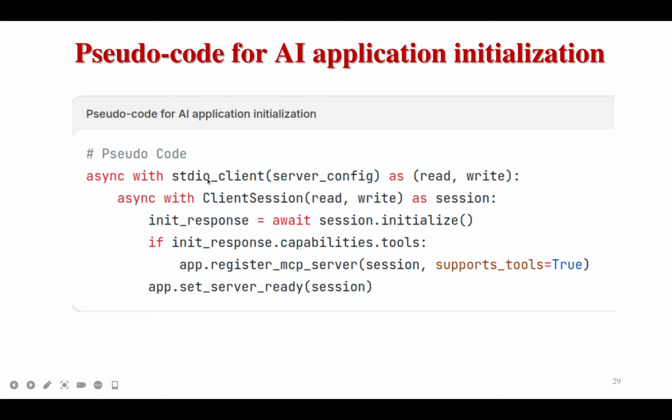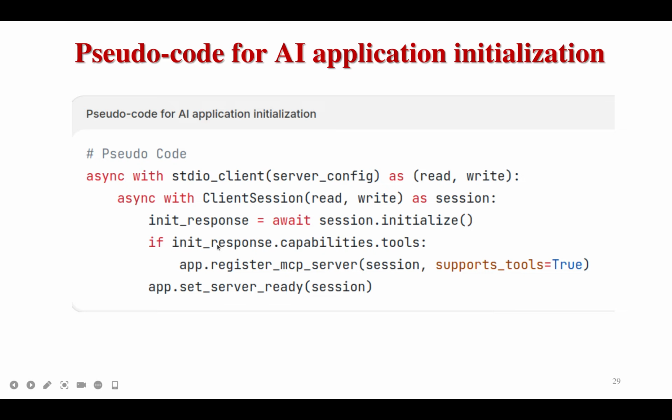So we can see here, it is async with the client, and the server configuration is read. Now it is establishing a client session. This is the AI application initialization. You can see it is creating a client session and initializing. When it is initializing, it calls session.initialize, and you can see we have used await before it because this is an asynchronous call.